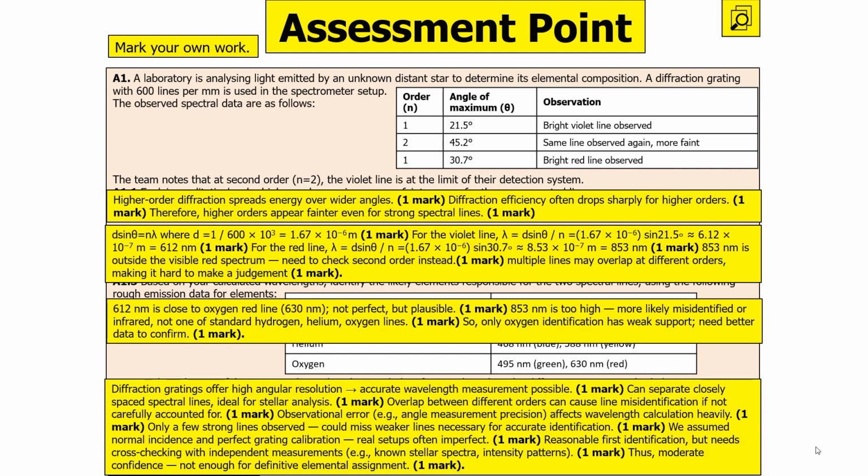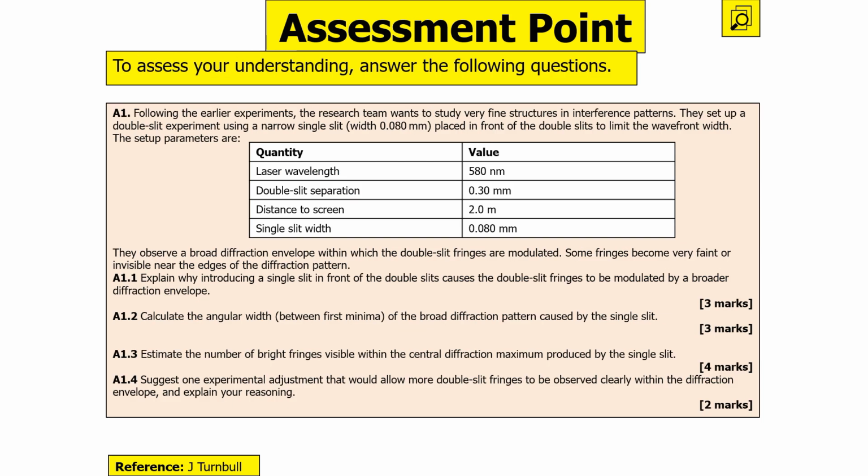Following the early experiments, the research team wants to study very fine structures and interference patterns. They set up a double slit experiment using a narrow single slit with width 0.080 millimeters, placed in front of the double slits to limit the wavefront width. The set of parameters are shown as follows. They observe a broad diffraction envelope within which the double slit fringes are modulated. Some fringes become very faint or invisible near the edges of the diffraction pattern.